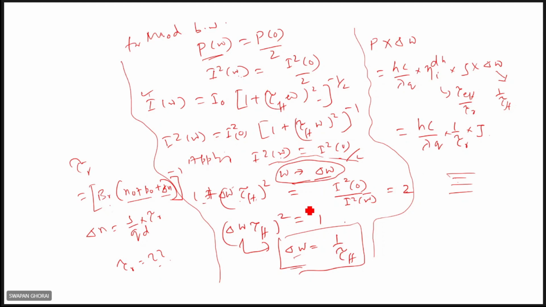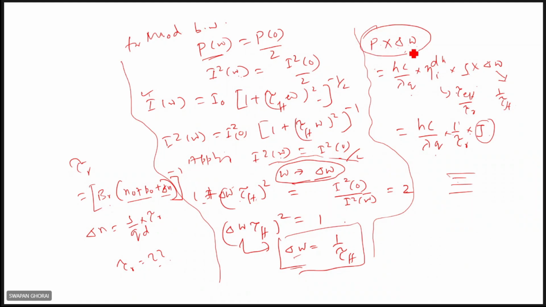Now, if you consider the power bandwidth product, P into delta omega, then P is, as you have seen, HC by lambda cube eta IDH times J, into delta omega, that is 1 upon tau effective. And eta H, we have now seen, is tau effective upon tau R. So tau effective will cancel, tau R will be there. So it is HC by lambda into 1 upon tau R times J. So for a fixed injection level, the power bandwidth product remains constant. That means if you have high bandwidth, then power will be less, or just the reverse.